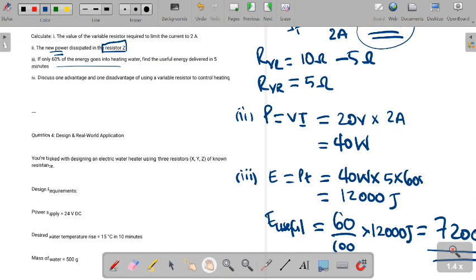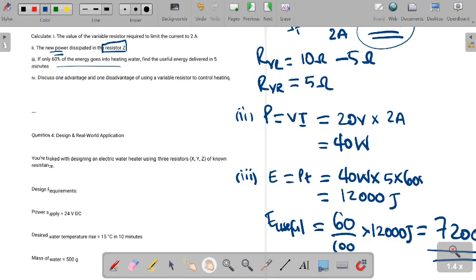But now they're also asking to discuss one advantage and disadvantage of using a variable resistor to control heating. So the thing about a variable resistor is you always have to set it to make movements with it, and as you do that, you have some energy wasted through heat, because you have to screw it and unscrew it. Then the other thing is there's an advantage that it is a simple way to control current and hence heating rate. So it's a very simple way of doing things. You can literally control it by simply setting the resistor manually or even sometimes digitally.